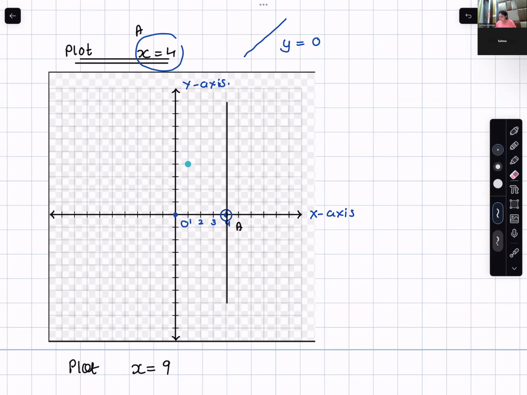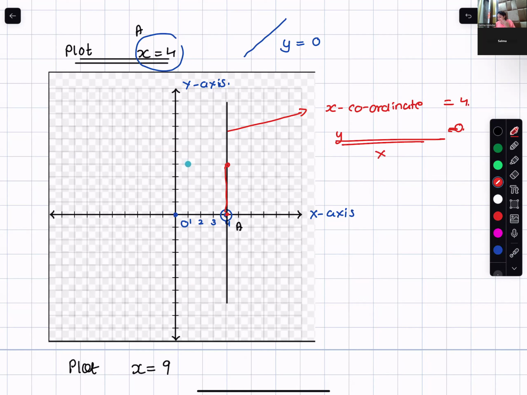The line would look something like this, passing through 4. Any point on this line would have the x coordinate as 4, and the y coordinate would be 0 if it is lying on the x-axis. Are you with me? X equal to 4.